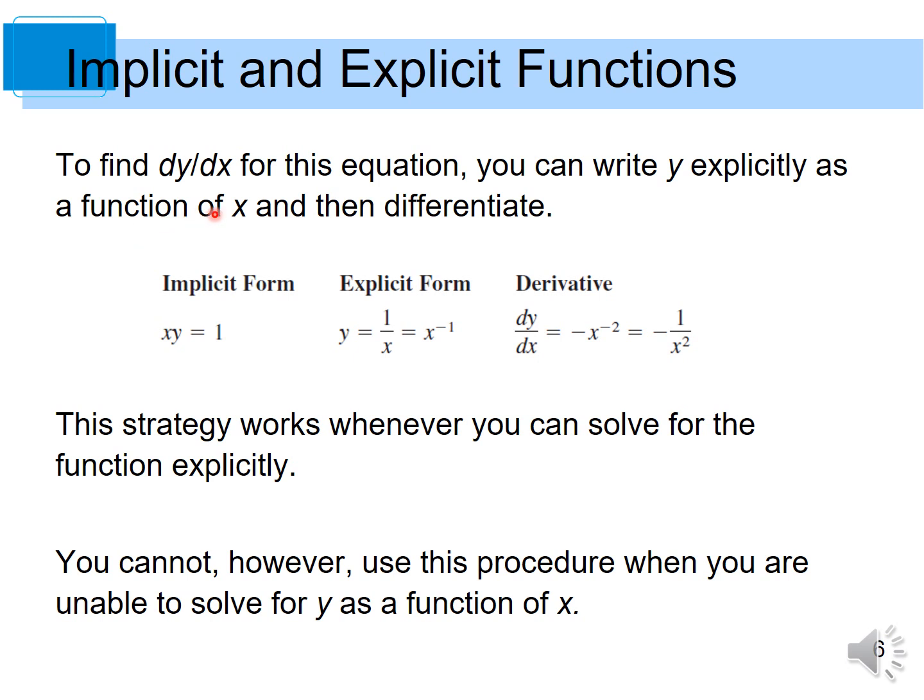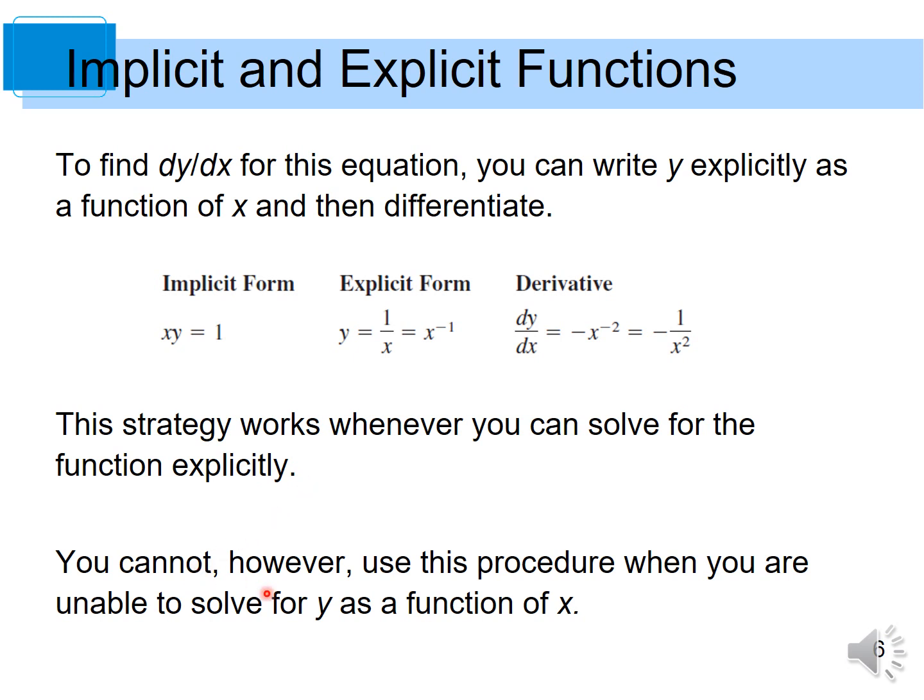To find dy dx for this equation, you can write y explicitly as a function of x and then differentiate. Look at the process. xy equal to 1, and we move x to the right side, so y equal to 1 over x, and 1 over x can be written in power rule form, and we use power rule to differentiate, and we obtain dy dx. This strategy works whenever you can solve for the function explicitly.